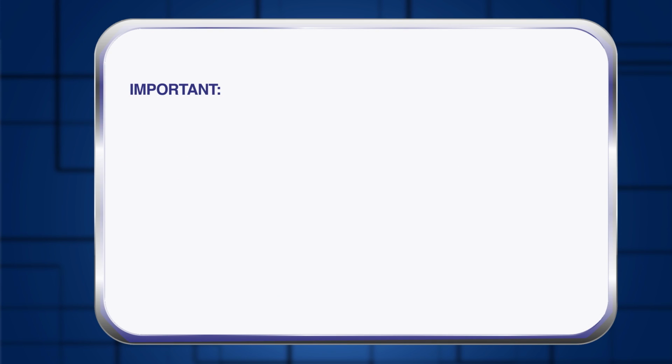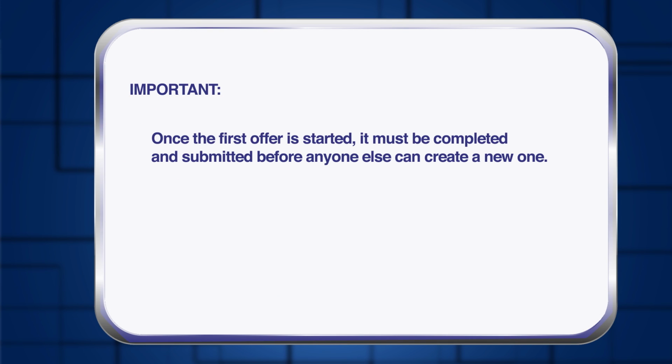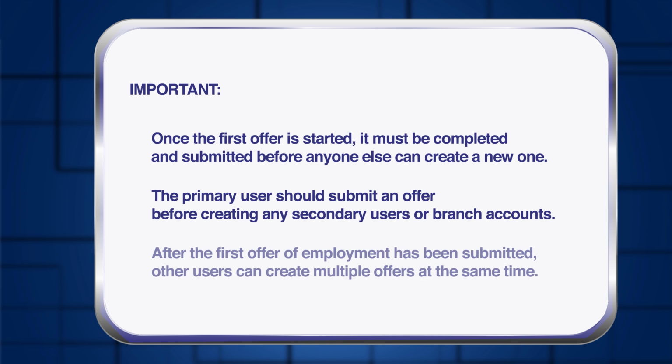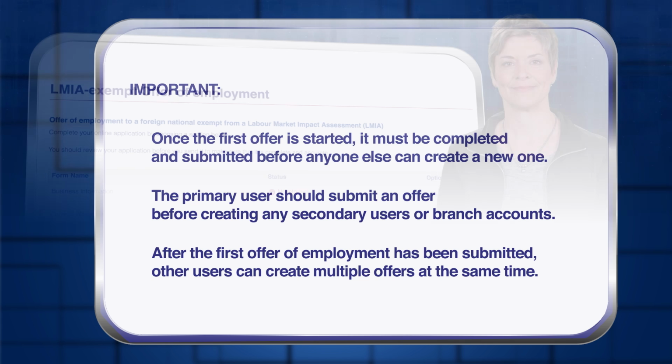It's important to know that once the first offer is started, it must be completed and submitted before anyone else can create a new one. To avoid any problems with future offers, the primary user for the employer account should submit an offer before creating any secondary users or branch accounts. After the first offer of employment has been submitted, other users can create multiple offers at the same time.